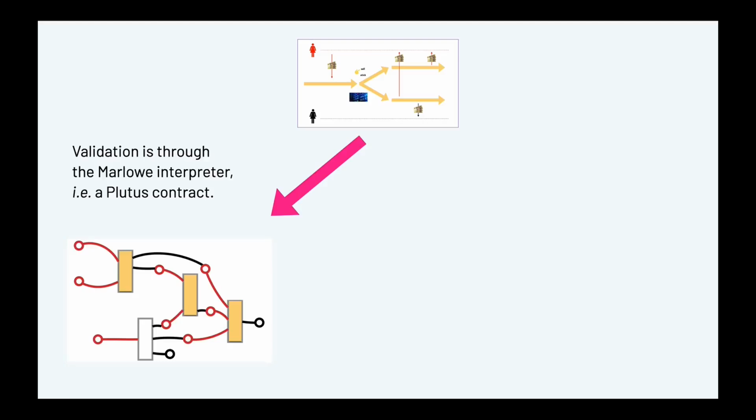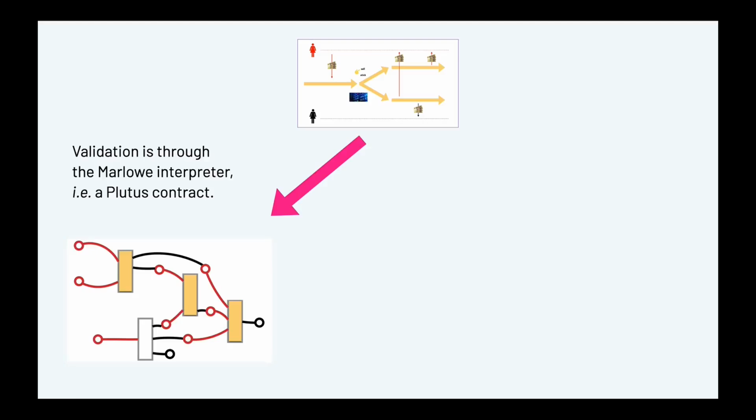And that's done using the EUTXO model. So we pass the current state of the contract and some other information through as datum. So the Marlowe interpreter uses that to ensure that the transactions that are submitted meet the criteria for the particular Marlowe contract. So that's the on-chain part.